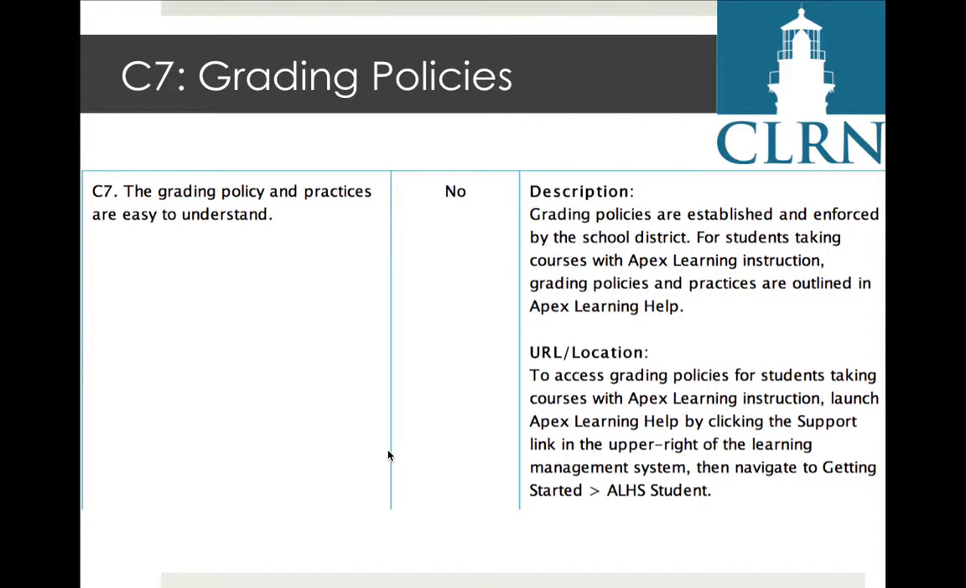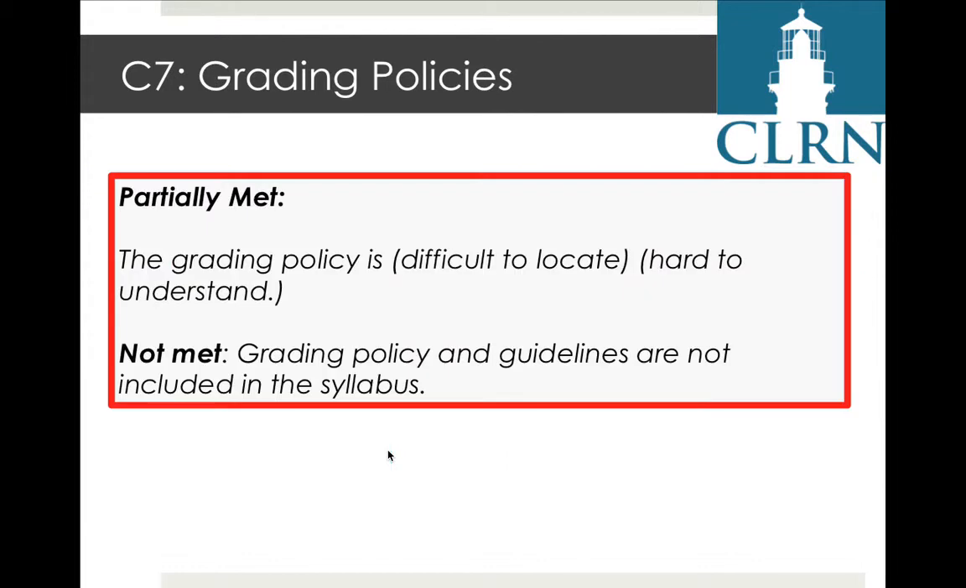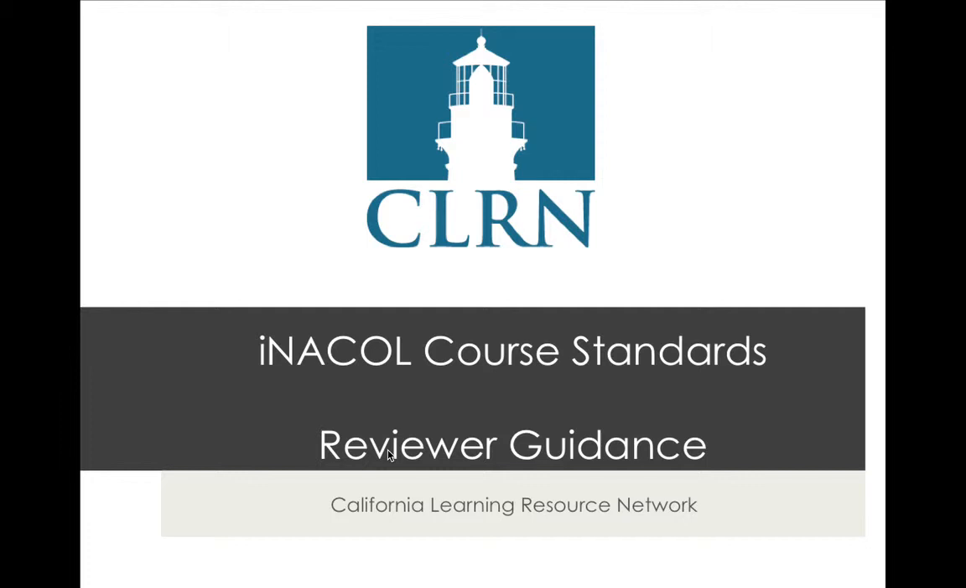Standard C7, Grading Policies, is also CLearn Central reviewed. C7 asks if the grading policy and practices are easy to understand. The consideration expects that the policies are clearly defined and may include penalties and/or extra credit opportunities. Publishers provide both a description and a URL or location where policies may be found. One possible partially met comment is that the grading policy is either difficult to locate or hard to understand. This concludes our tutorial on Section C, Student Assessment.